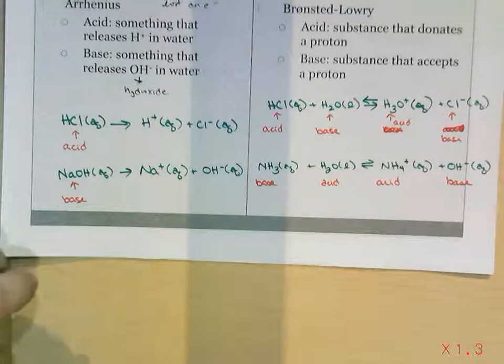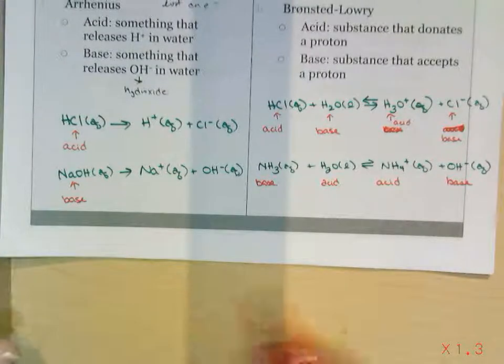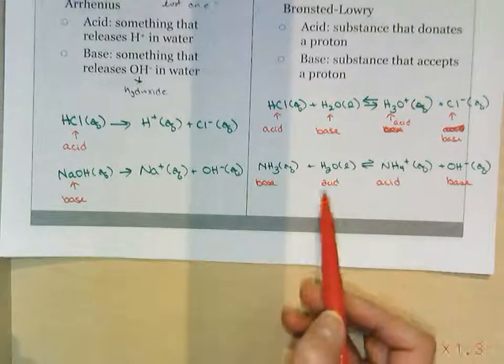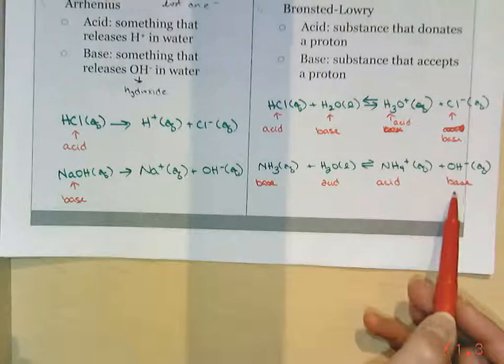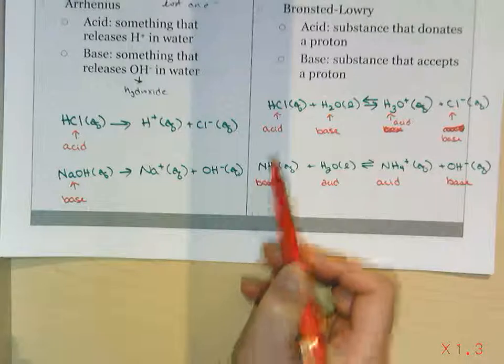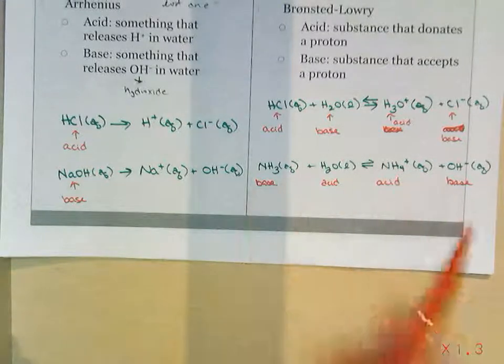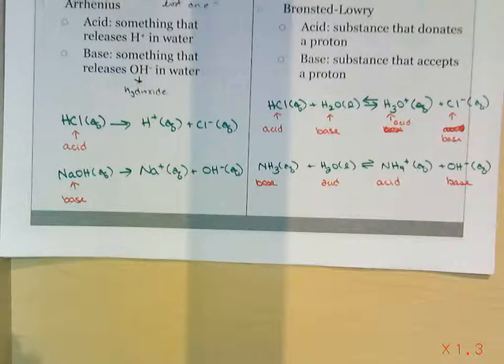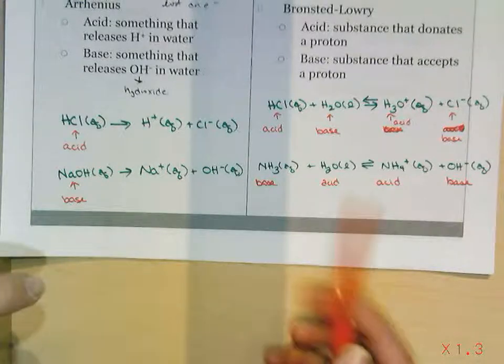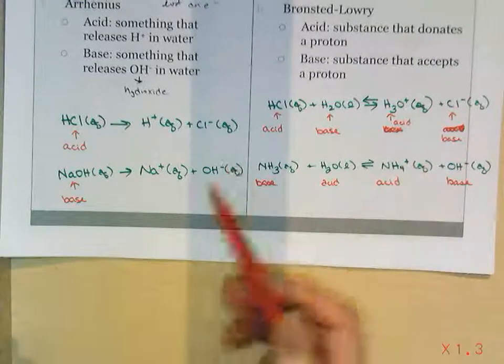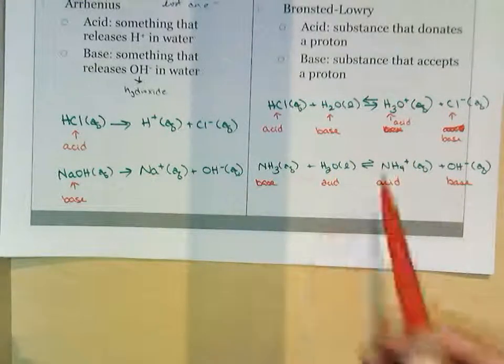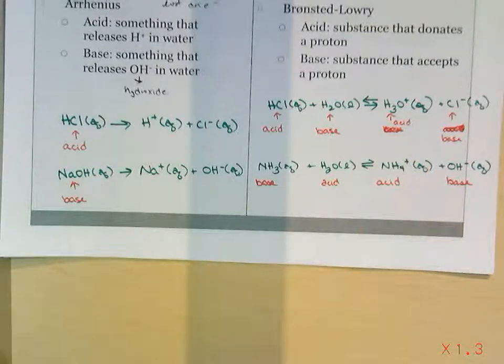Right, so there's going to be one of each on both sides of the arrow, and they're going to reverse roles. So the water was the acid, then it's the base. The NH3 was the base, so it's the acid, one on each side. So I think these definitions are easier because there's two ways to check to make sure you've labeled them correctly. You should have one of each, and they should reverse roles on either side of the arrow.